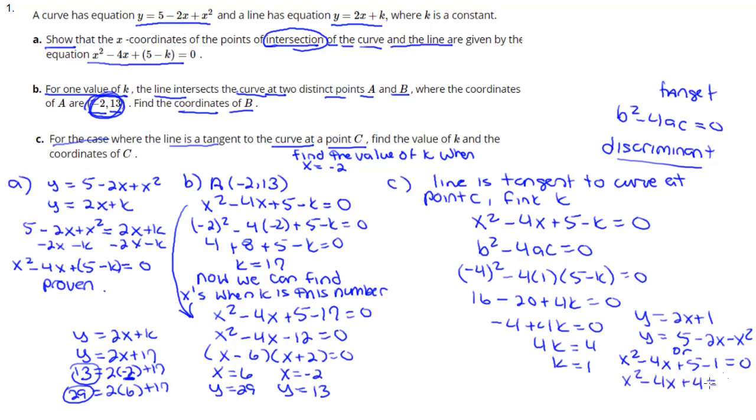All right, so we get x squared minus 4x plus 4. That's going to give us x minus 2 times x minus 2. x is going to equal 2. And when I plug the 2 back into the linear equation, I find out that y is going to be a 5. So when the line and the curve are tangent and k equals 1, the point where they're tangent, point C, is going to be 2, 5.